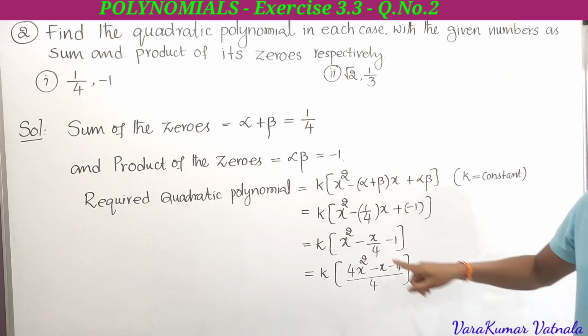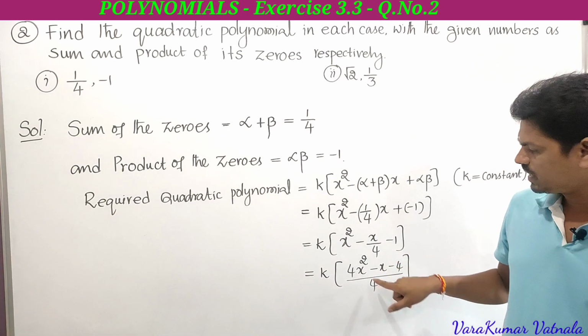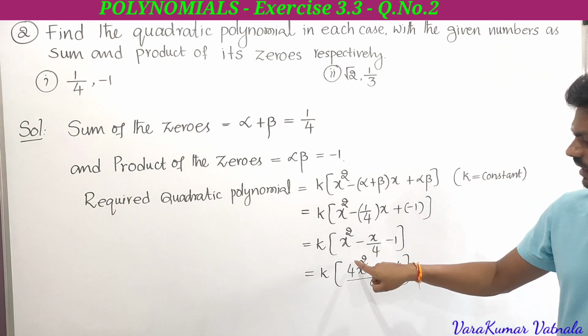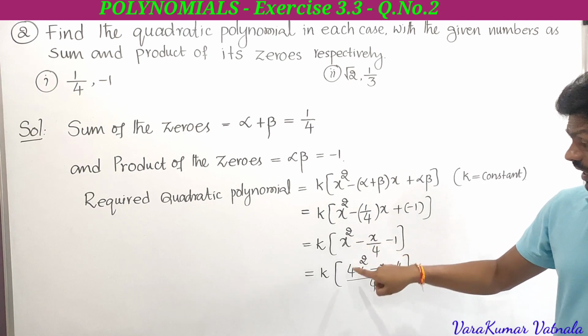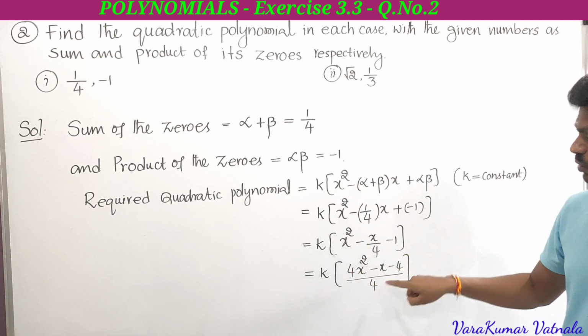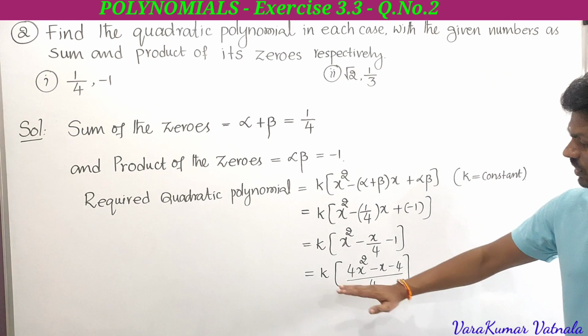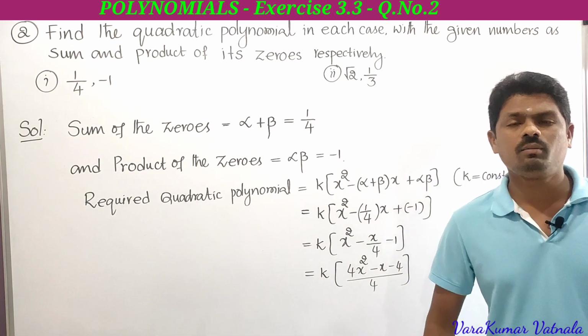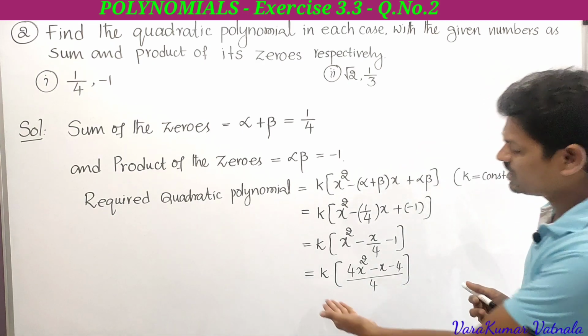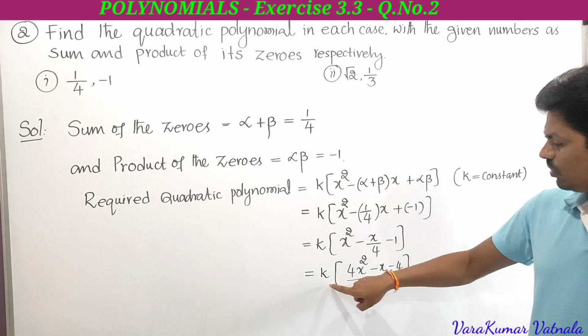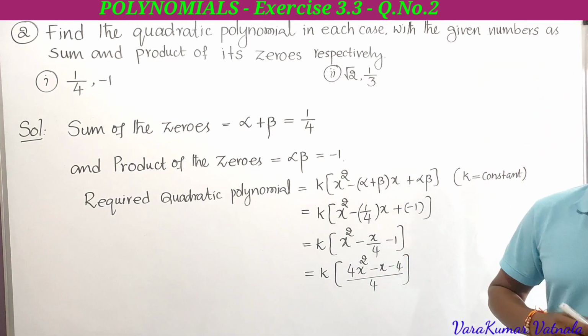So we just have to find the LCM here. 4 is the LCM. Here x square by 1 is there, so 1 x square into 4, and we get 4x square minus x minus 4. So this is the required quadratic polynomial. If we substitute k is equal to 4, then the 4 gets cancelled, and we can get the quadratic polynomial.